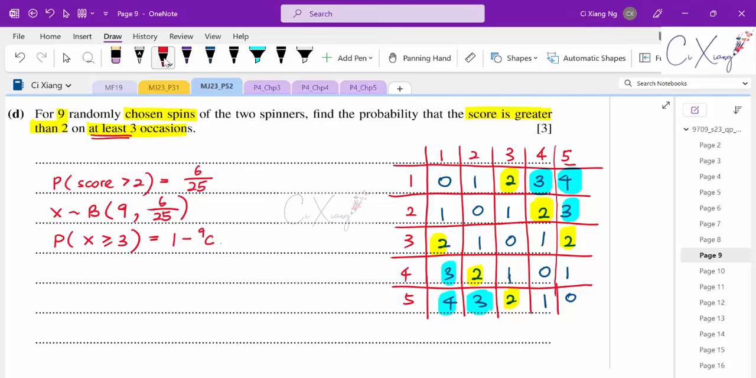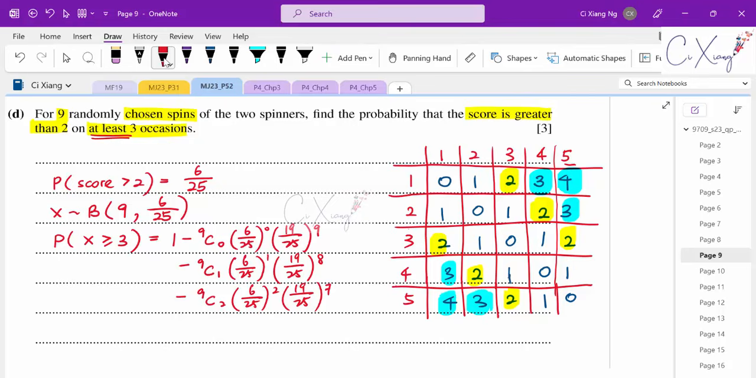So when X equals to 0, I'm having 9C0, 6 over 25 power 0, and then 19 over 25 power 9. Then I want to minus also X equals to 1, sorry. So it will be 9C1, 6 over 25 power 1, 19 over 25 power 8. Okay, then I also want to minus X equals to 2, so I'm having 9C2, 6 over 25 power 2, and then 19 over 25 power 7.